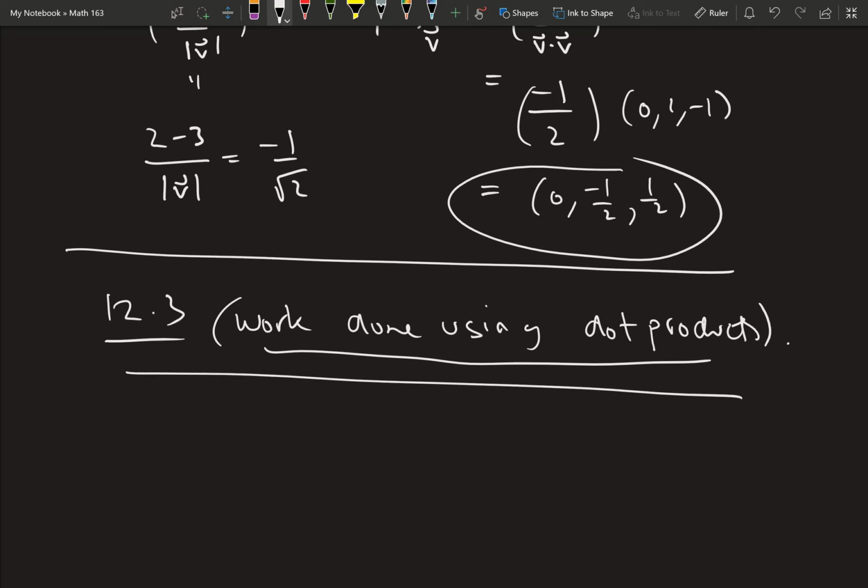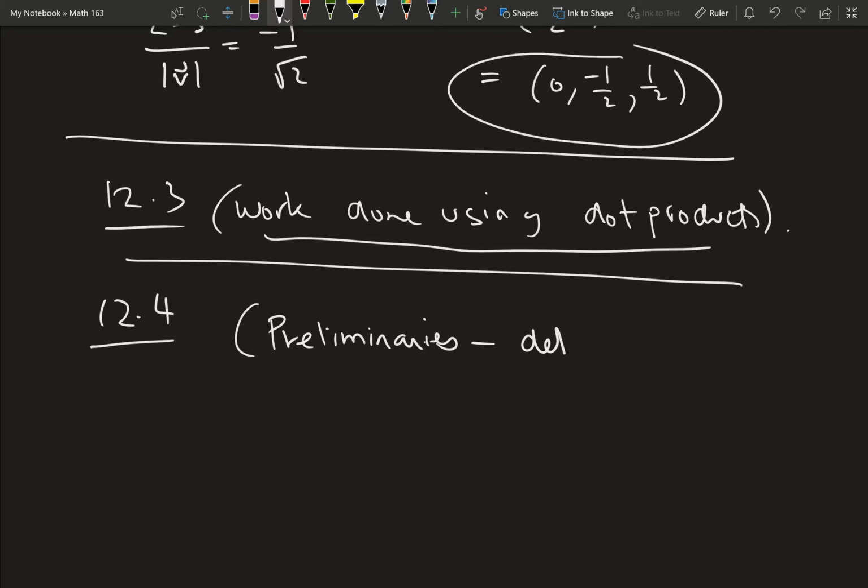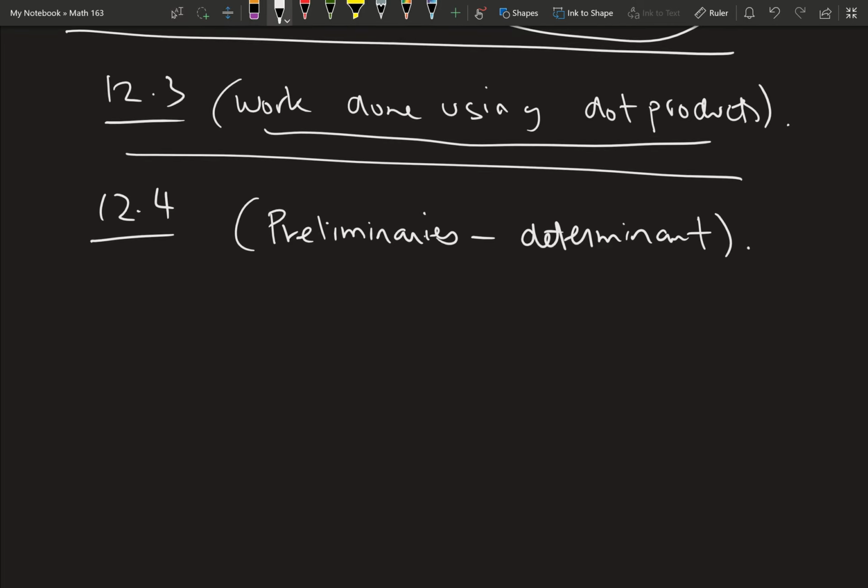Okay, so let's move to 12.4. And before we start it, I just want to do some preliminaries, which is on what's called a determinant. I just want to define in this video the determinant for a 2x2 or a 3x3 matrix. So a definition. And for now, the motivation comes from linear algebra, solving systems of linear equations. But for us, let's just think of it as a formula.